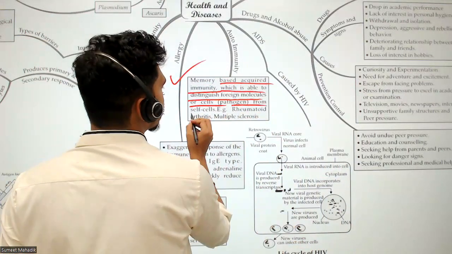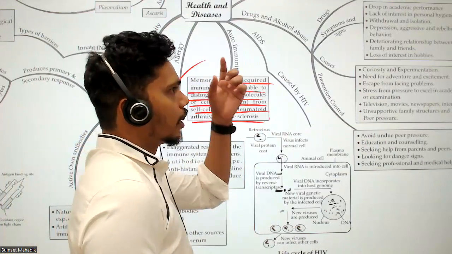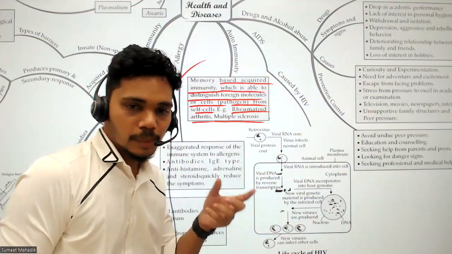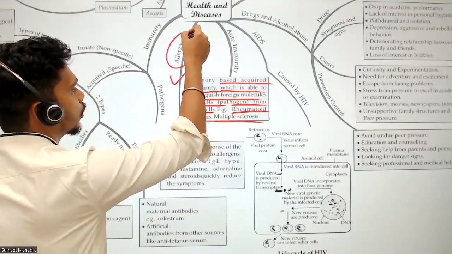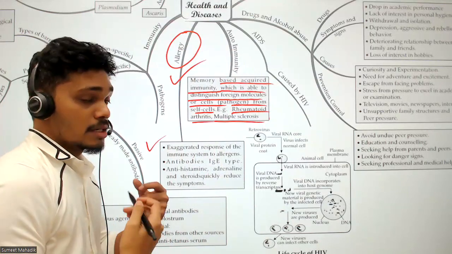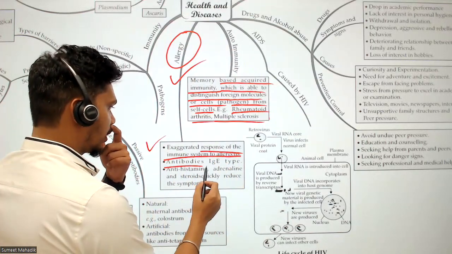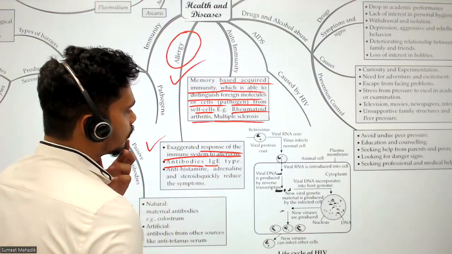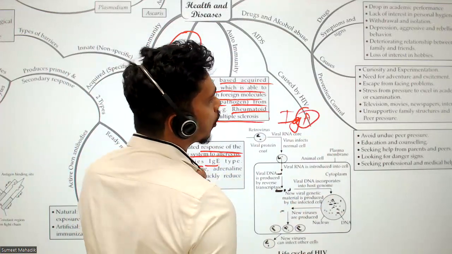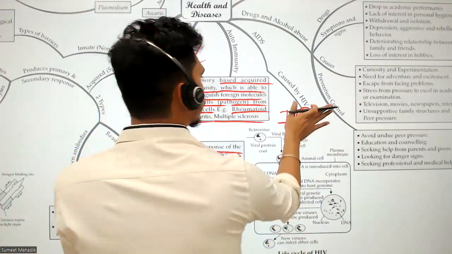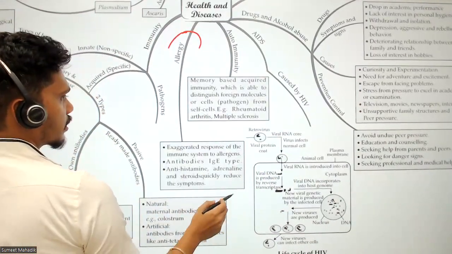So pathogen from the cell. Examples: rheumatoid arthritis and multiple sclerosis are problems. What is that? The body is not able to distinguish between its own cell and the other cell. So in this case, allergy is going to form. What is allergy? Exaggerated response of the immune system to allergens, like pollen grain allergy. The antibody IgE is responsible for allergy. IgA is found in colostrum, right? It's an immunity booster. That's why mother's milk is important in the beginning.